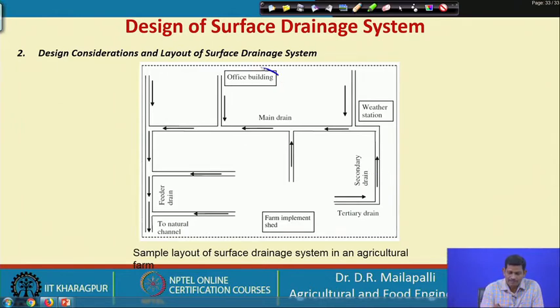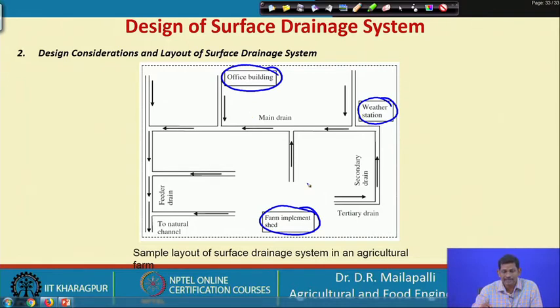So, you have an office building here, initially it is there, and a farm implement shed, right, and there is a weather station. Okay. And if this is already there in the particular piece of land, and you want to construct a surface drain for this, considering these three places, you also need to look at the slope.